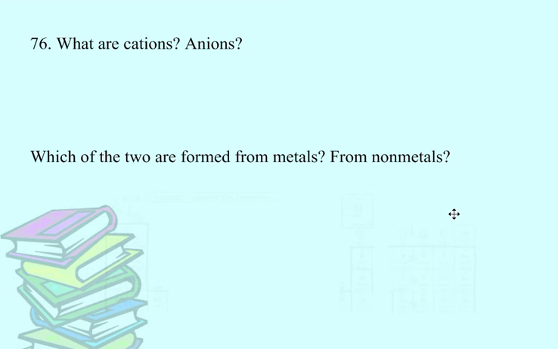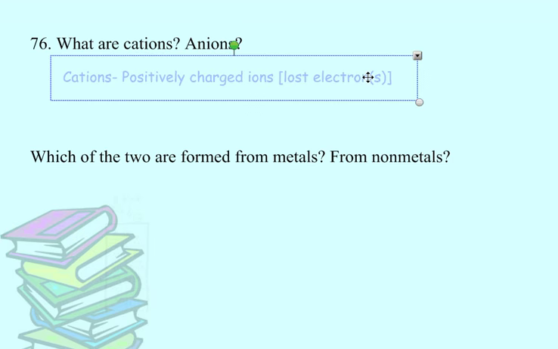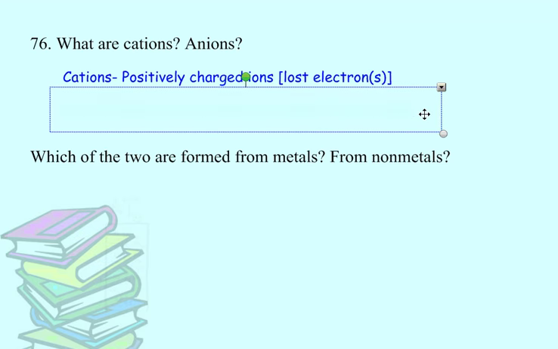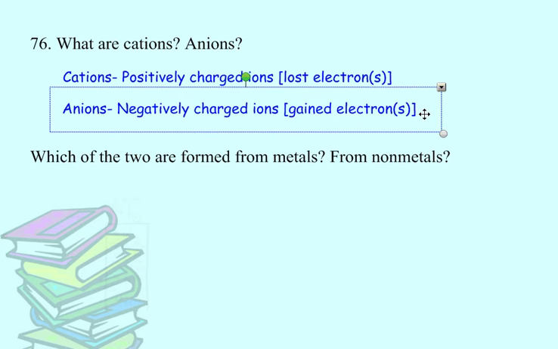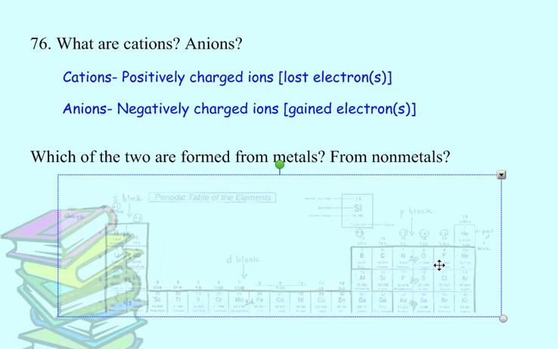Number 76 says, what are cations and what are anions? Well, cations are positively charged ions that have lost electrons. On the other hand, anions are negatively charged ions that have gained electrons. It says, which of the two are formed from metals and which ones are formed from nonmetals?